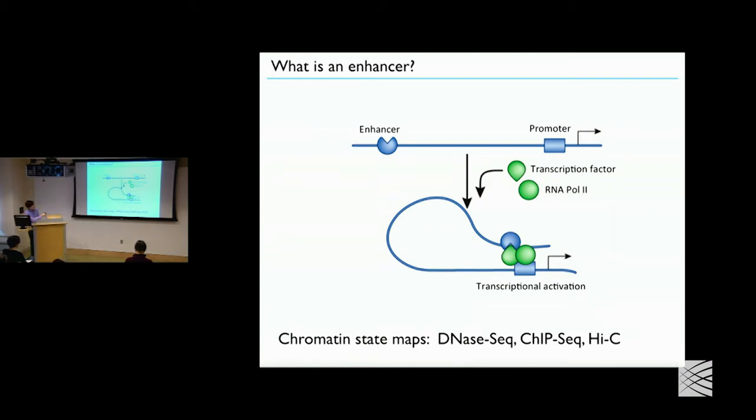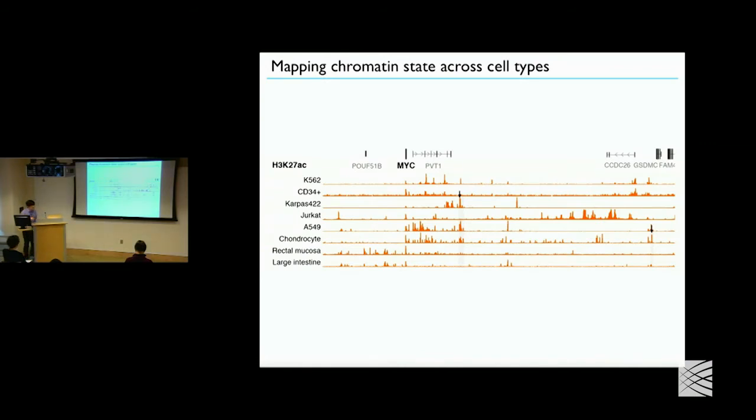Assuming that this model is actually correct and contains all of the relevant information that we might need, we actually have ways to measure many of these things on a genome-wide scale across many cell types. Here's an example of what you might see if you were to use one of these techniques, in particular H3K27ac chromatin immunoprecipitation sequencing, which is a mark of active regulatory elements, including enhancers and promoters.